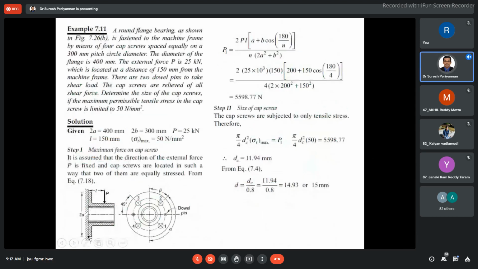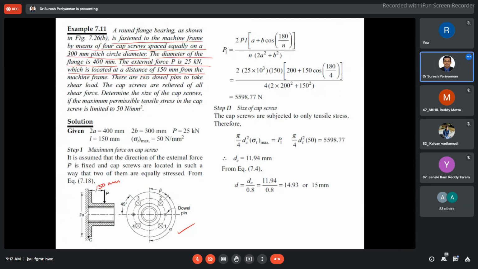Now I come to the problem. A round flange bearing, as in the figure given, is fastened to a machine frame by means of 4 cap screws, spaced equally on a 300 mm pitch circle diameter. The diameter of the flange is 400 mm. The external force P is 25 kilonewtons, located at a distance of 150 mm from the frame.